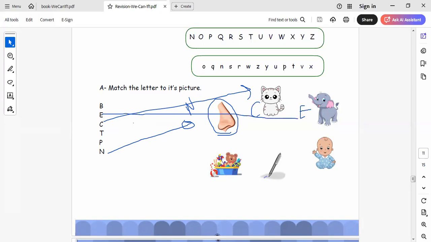Here is toy. Toy starts with letter T. Here is pin, which starts with letter P. Here is baby, so I select letter B for this one. Baby is written like this. I would like to write it in capital letter like this. This is called baby.